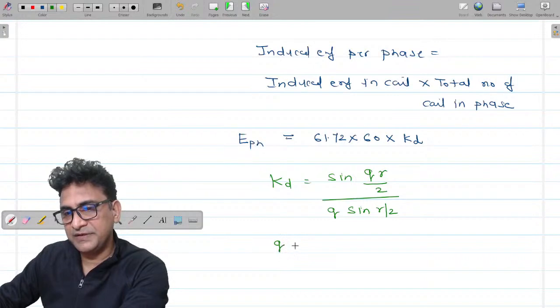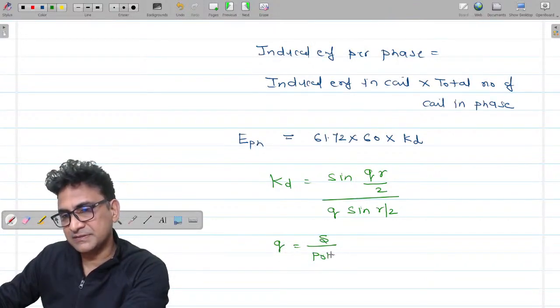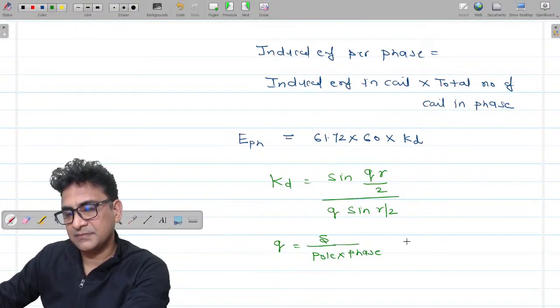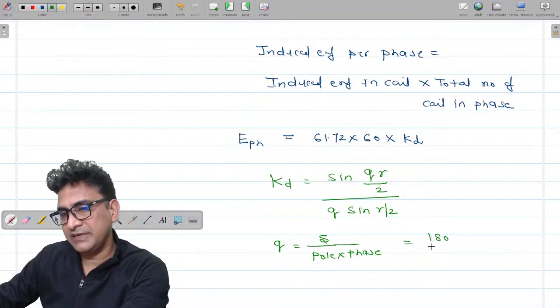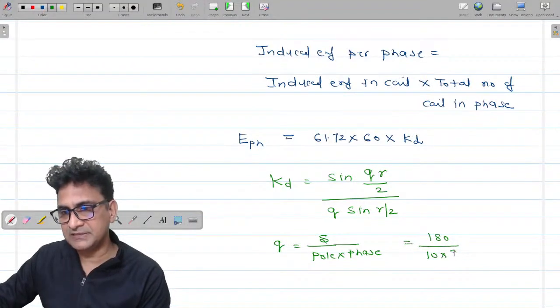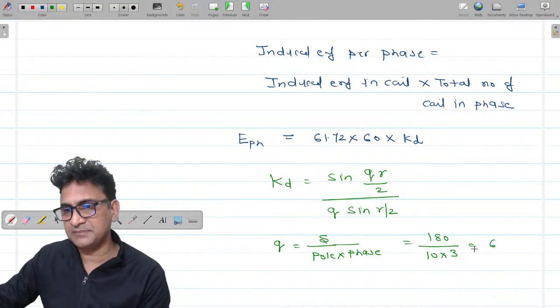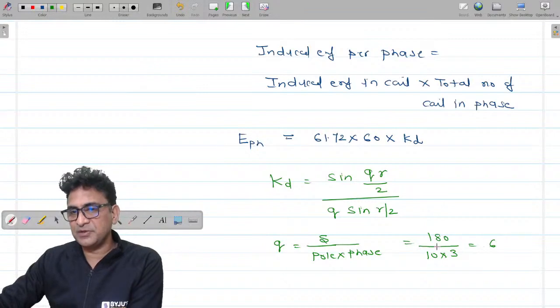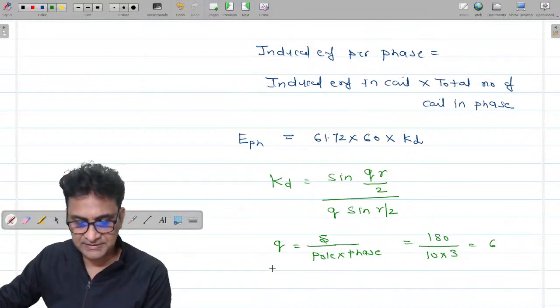Q is the phase spread, that is the slot per pole per phase. Total slot is 180, total pole is 10, and total phase is 3. So it has become 6. The 6 slots belong to the same pole and the same phase.